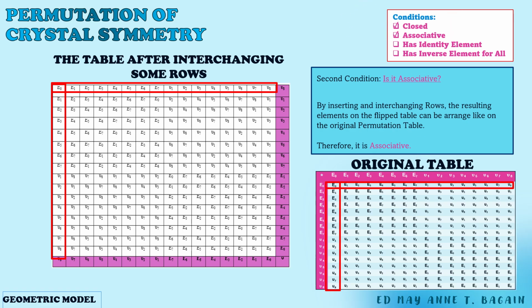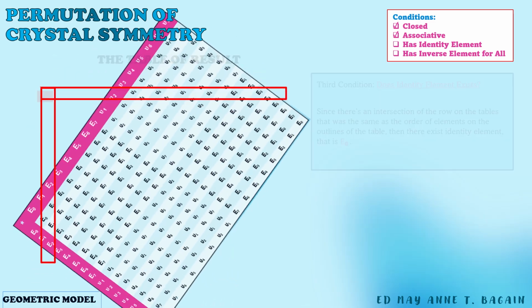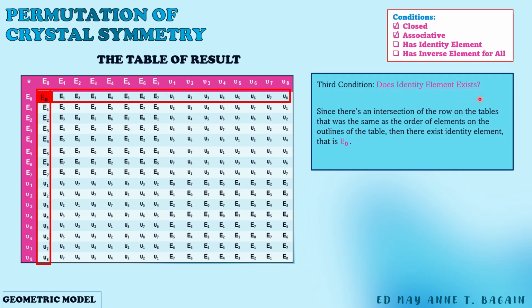So now the next one would be, does identity element exist? Since there's an intersection of the row on the tables that was the same as the order of the elements on the outline of the table, then there exists an identity element that is epsilon sub zero. We know that it's just resulting the same elements if we are multiplying it to epsilon sub zero. So it means it has an identity element which is epsilon sub zero. So yep, that is check.